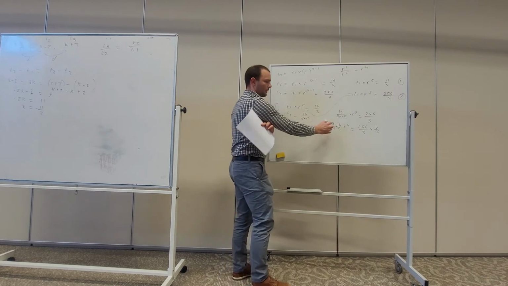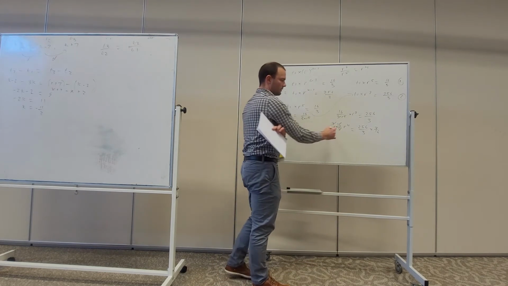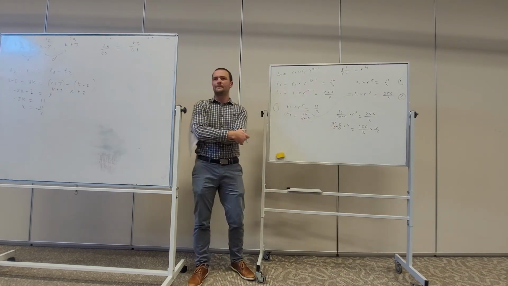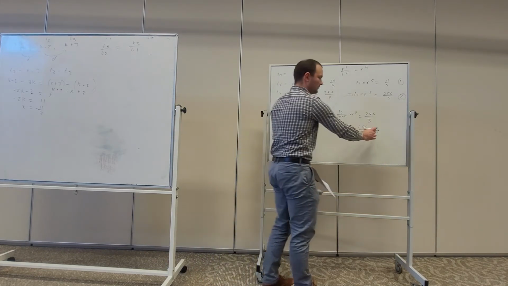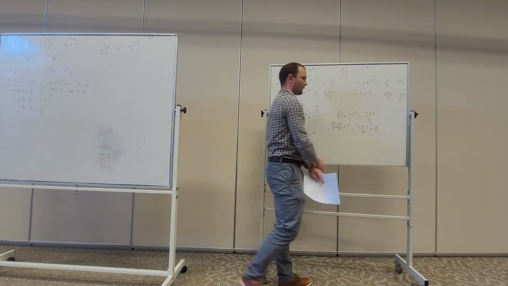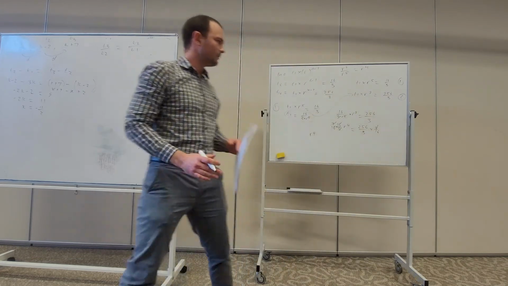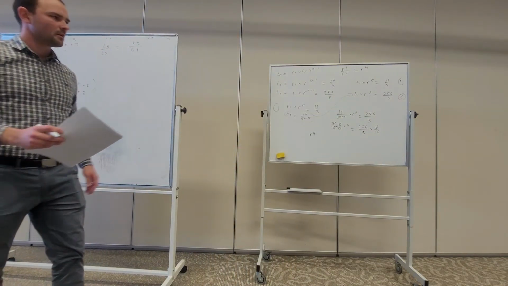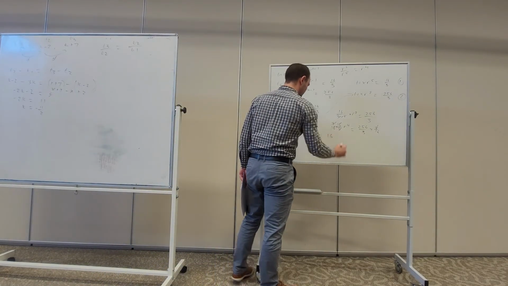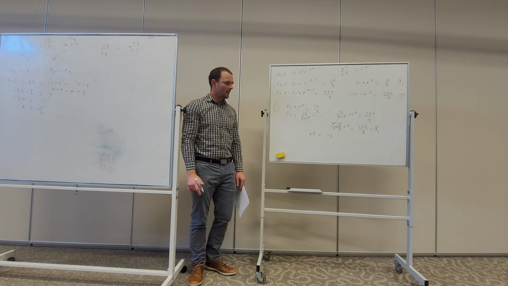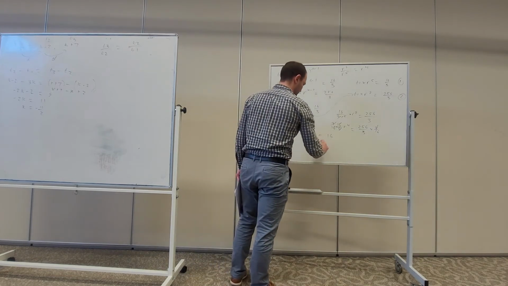So then what's happening here? We've got 3 at the top and bottom cancel, 16 at the top and bottom cancels. We've got r to the 4 on the left-hand side. And over here, we've got 3 at the top, 3 at the bottom cancels. We've got 256 divided by 16. What is that? 16? And then r is 2.